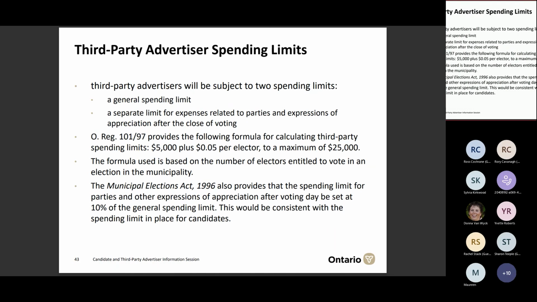So third-party advertisers will be subject to two spending limits: a general spending limit and a separate limit for expenses related to parties and expressions of appreciation after the close of voting. Ontario Regulation 101/97 provides the following formula for calculating third-party spending limits: $5,000 plus 5 cents per elector to a maximum of $25,000. The formula used is based on the number of electors entitled to vote in an election in a municipality. The Municipal Elections Act also provides that the spending limit for parties and other expressions of appreciation after voting day be set at 10% of the general spending limit. This would be consistent with the spending limit in place for candidates. Next slide, please.